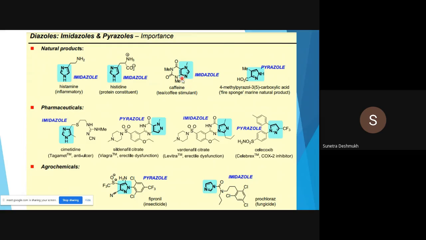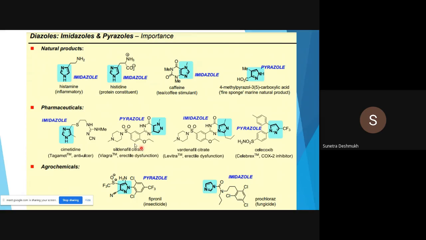So in caffeine, imidazole is present, as in tea, coffee, a stimulant. Then here 4-methyl pyrazole-3,5-dicarboxylic acid, from fire sponge, a marine natural product. So pyrazole is present here. Pharmaceuticals: in cimetidine, imidazole is present, an anti-ulcer agent.